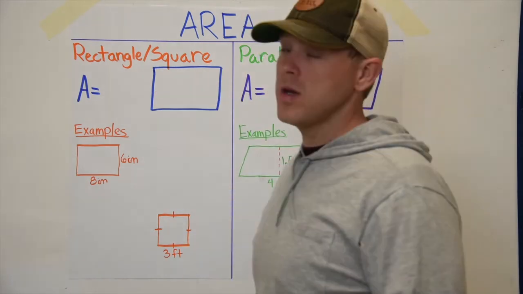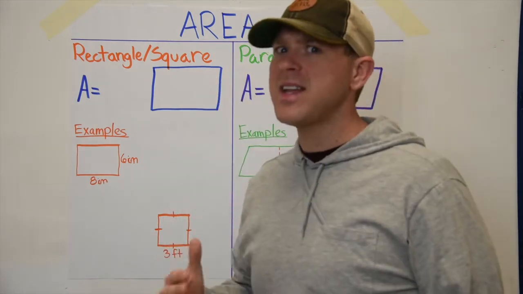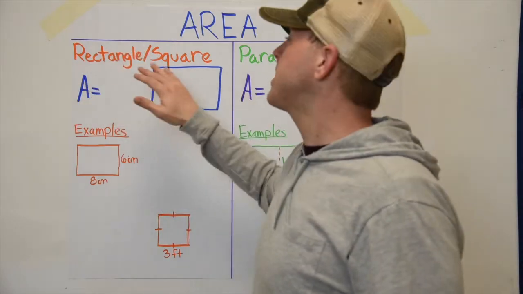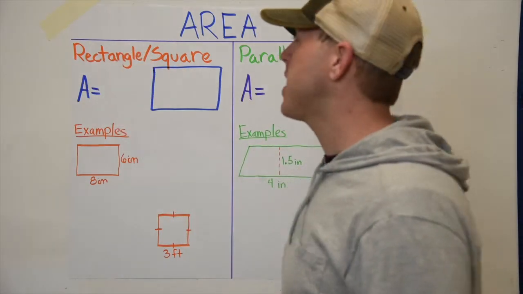So these two are these two. Well, a square fits that definition as well. So a square can be a rectangle, but not all rectangles are squares. Okay, so let's establish that right quick.